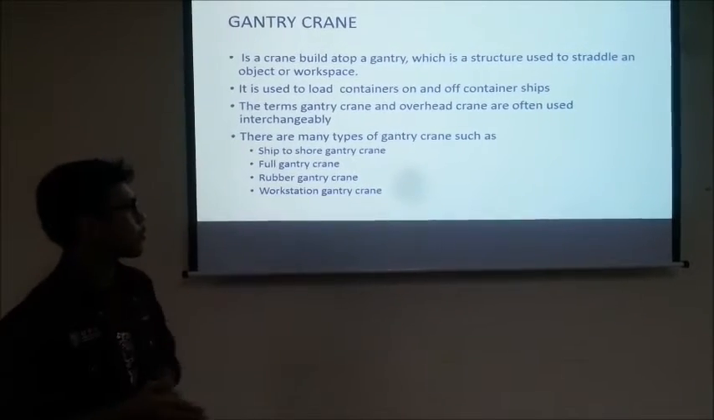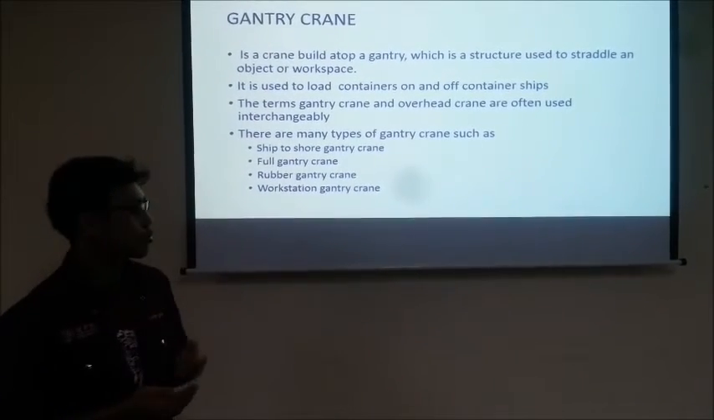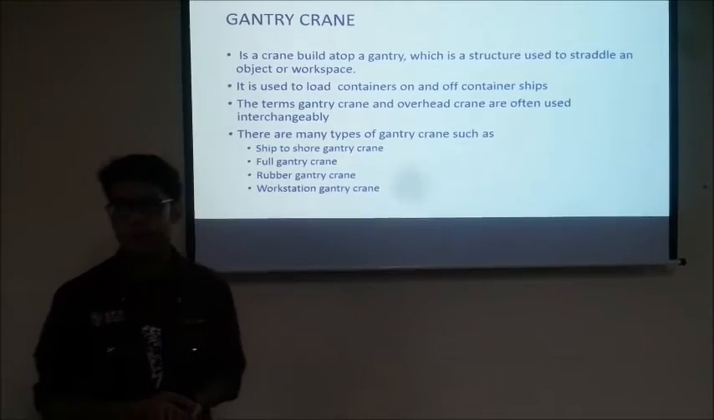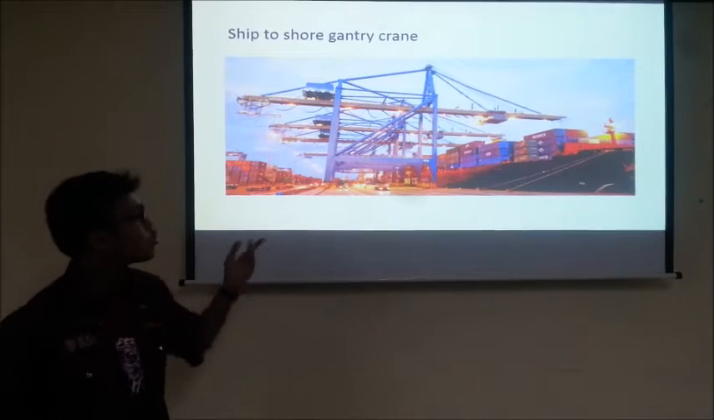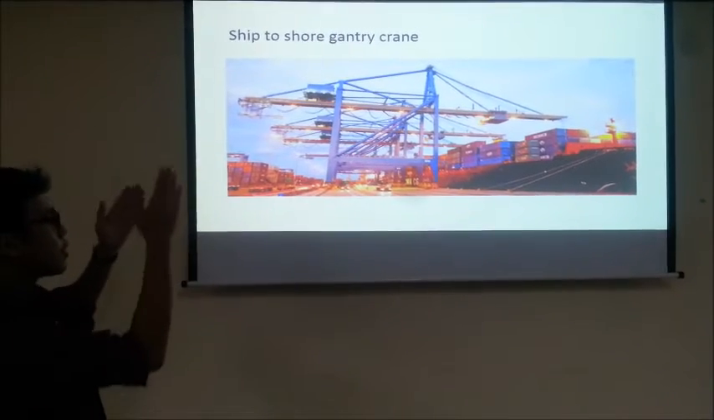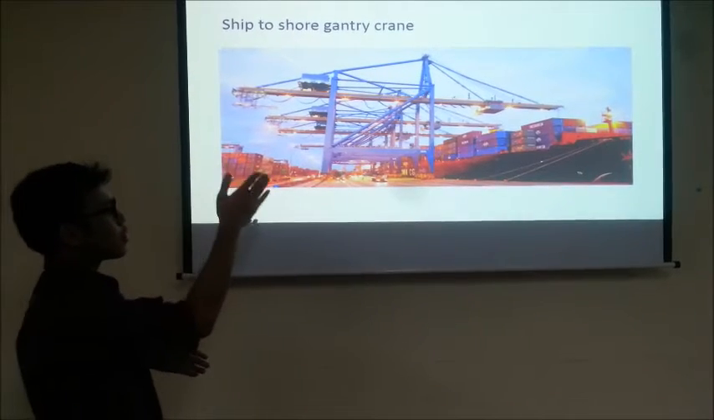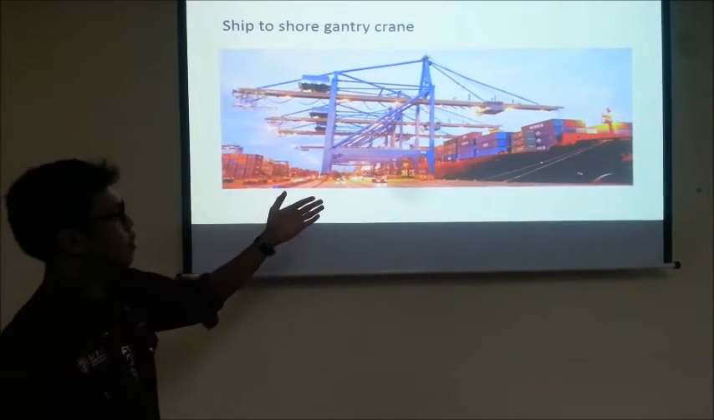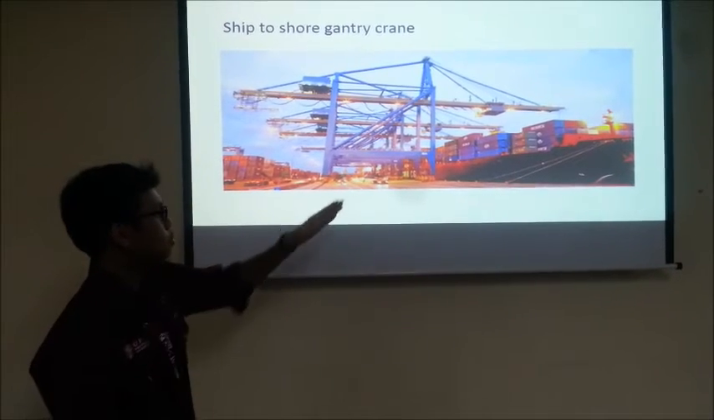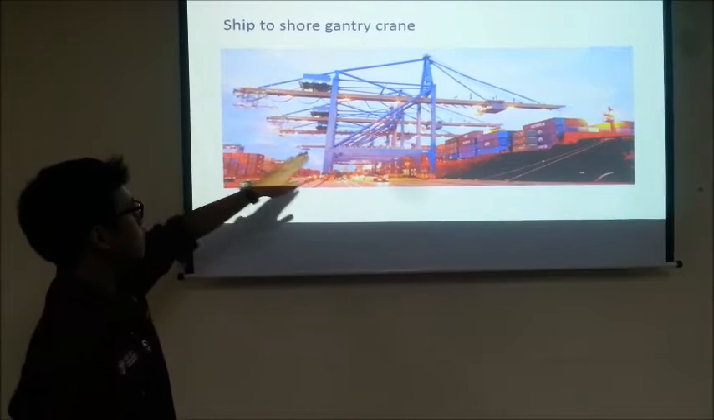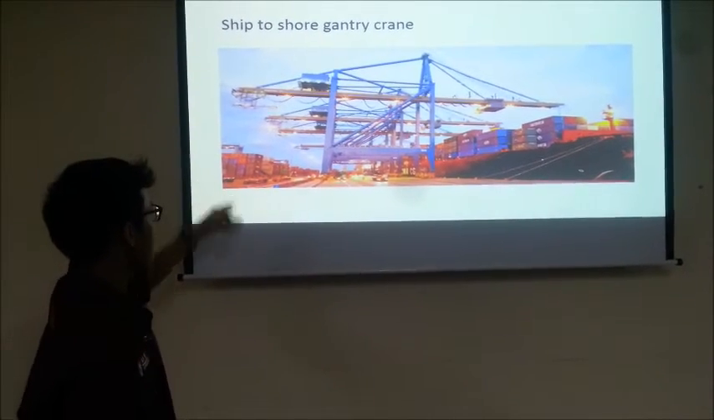There are many types of gantry cranes, such as the ship-to-shore gantry crane, full gantry crane, rubber gantry crane, and workstation gantry crane. This is an example of a ship-to-shore gantry crane. As you can see, it has a structure like that. The straddle mechanism can move the container from the ship to the shore. We use a wire to move it at the platform and put it at the shore.